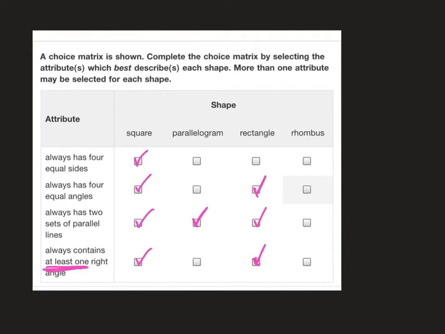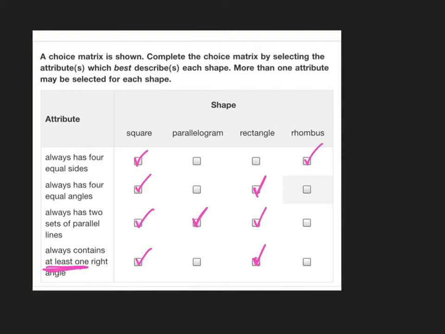All right, last shape, rhombus. Always has 4 equal sides. Yes, by definition it does. Always has 4 equal angles. Not true, because if we look at a rhombus, some are going to be obtuse angles, some are going to be acute angles. So we can look at that kind of shape and see that that's not true.